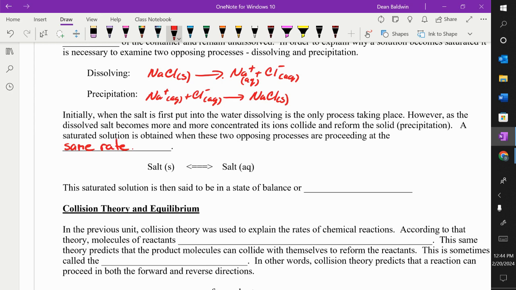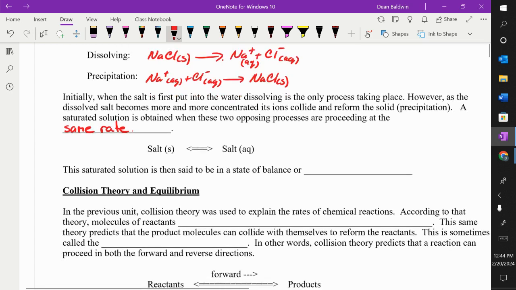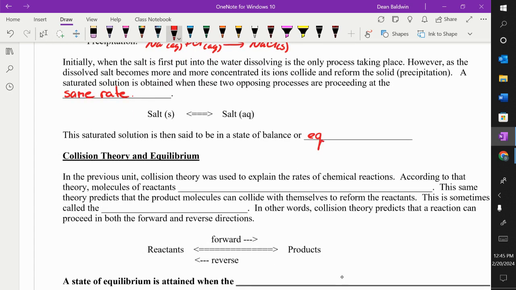Because initially, this going to the right, the solid going to aqueous wins. And then as you get closer to saturating the solution, this starts to push back and those rates are the same. And that's why you don't see a change. Okay, stuff is actually happening, but you don't see anything happening. It looks like the salt's just sitting on the bottom. But what's actually happening is the salt on the bottom will dissolve, but then there's ions in solution that will form to precipitate back. And it's just happening at the same rate. Okay, this is what we call equilibrium. A state of balance.